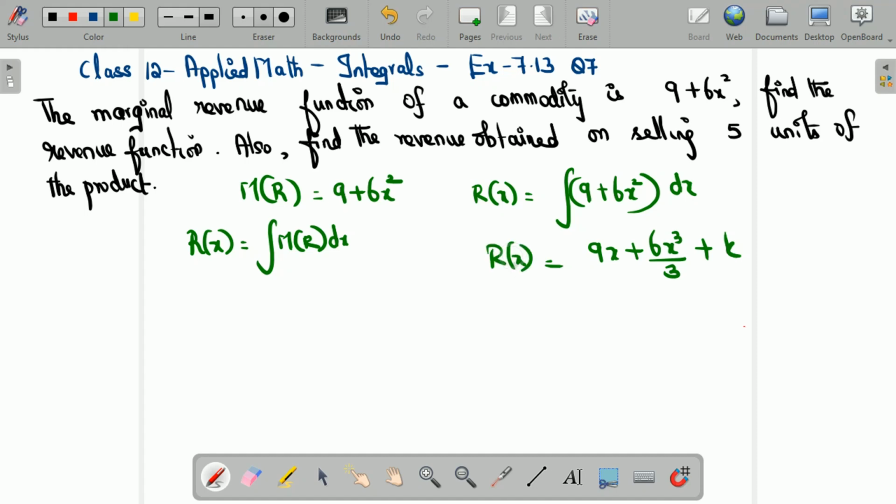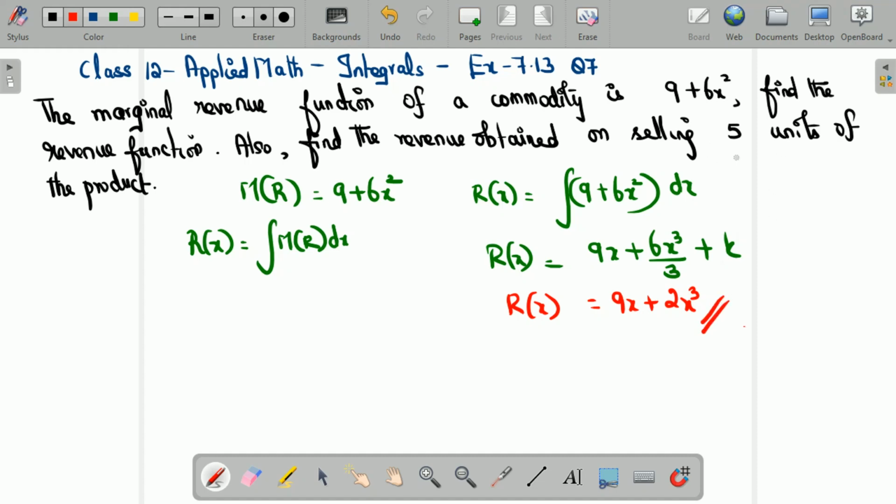So R of x, I'm going to simplify this. R of x is nothing but 9x plus 2x cubed. Remember, this k is nothing but the fixed cost, or in this case fixed revenue. There is nothing called fixed revenue, so we will skip this constant plus k in the final revenue function.